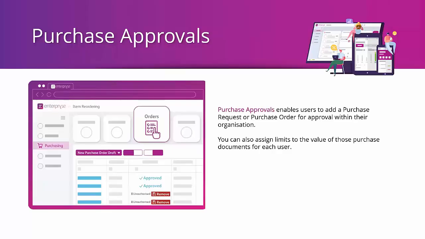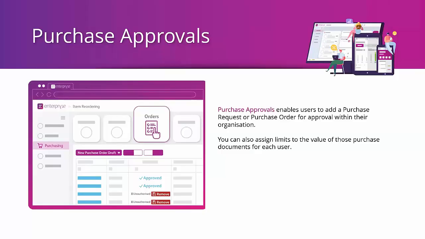So let's look at how to control the spend. This is bringing us back to the approvals process. This only refers to your purchase requests and/or purchase orders. Okay, so this is where you can enable these to be approved in the system. There's a couple of things around this. You can assign limits to the value of those purchase documents for each user. So basically what you can say is that a user can only have a purchase order or a purchase request up to the value of, let's say, for example, 500, and then it's maxed out.